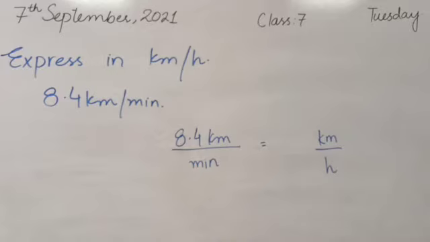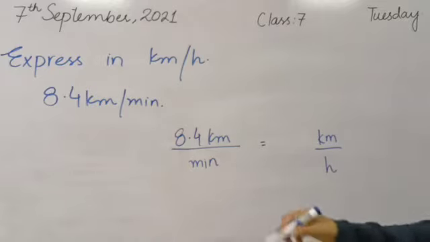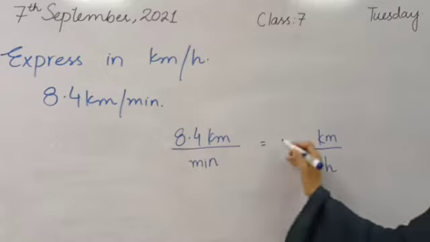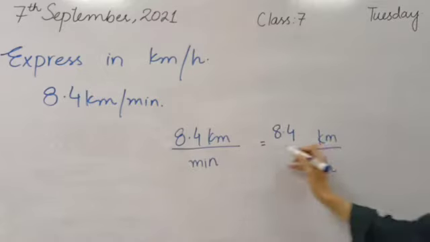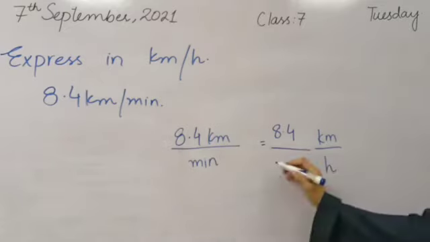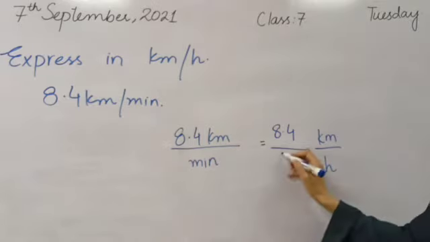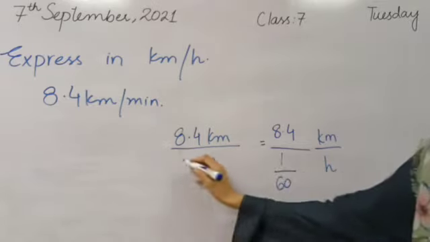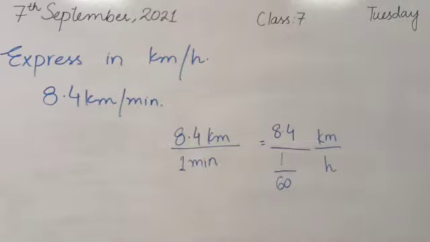Now we want to convert minute into hours. So what will be the conversion factor for minutes to hours? Divide minutes by 60 to go back to the hour. So we'll divide 1 minute by 60. 8.4 will remain the same as it is kilometer, and we want the answer in kilometer. To convert minute into hour, we will divide it by 60. Here we have only 1 minute.